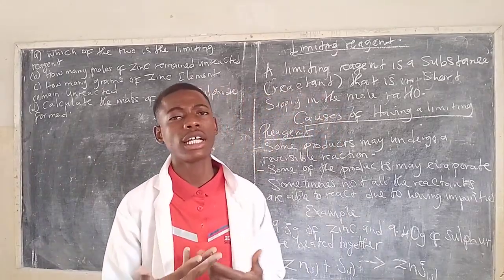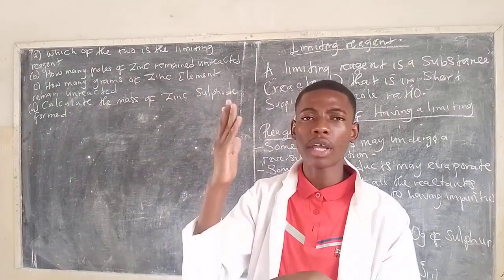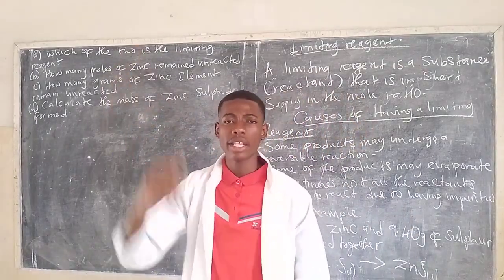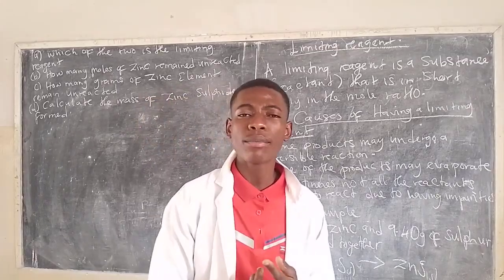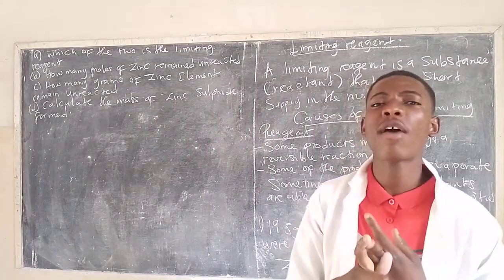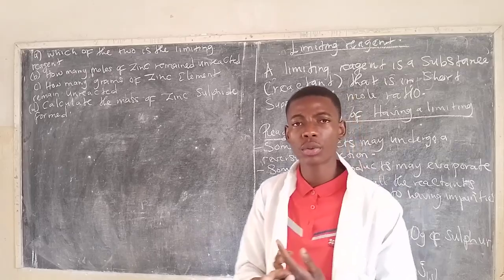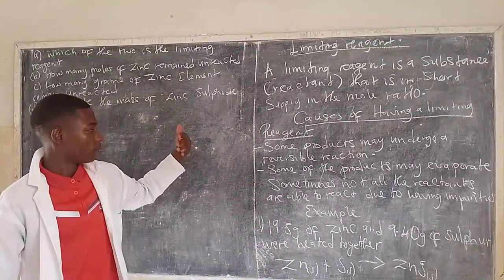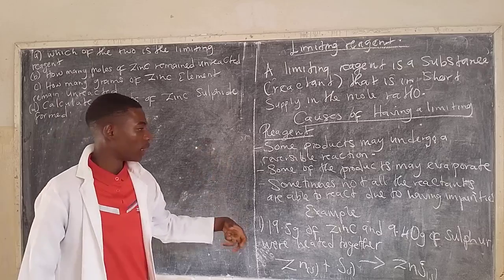The first thing is that gases are able to escape to the atmosphere. The second factor is that some substances are impure, therefore not all of it is able to react in accordance with the mole ratio. So these are some of the factors that lead to the reaction not being complete.